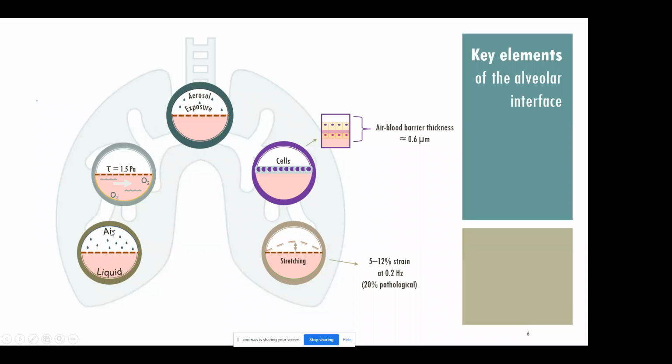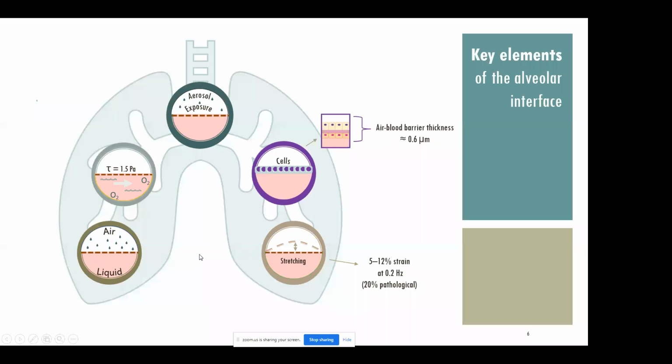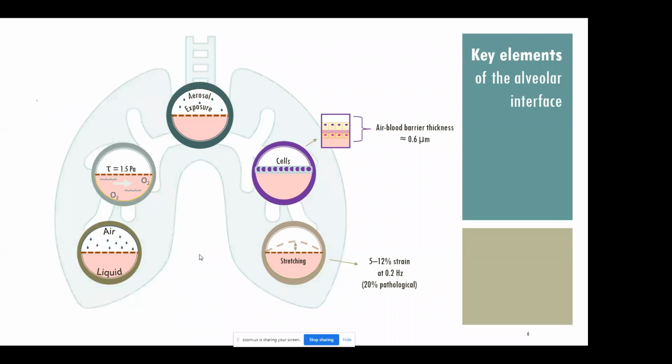We have an air-liquid interface, obviously, so we've got air on one side and then liquid on the blood side. The blood side is actually a moving liquid because of the movement of the bloodstream, and we know that the shear stress is of the order of 1.5 Pascal. So these are the engineering elements that we want to build into our alveolar interface.